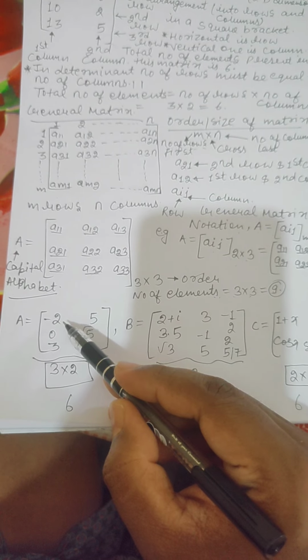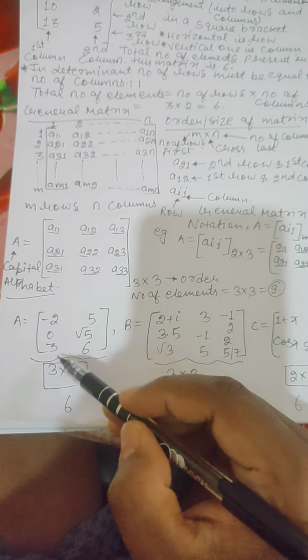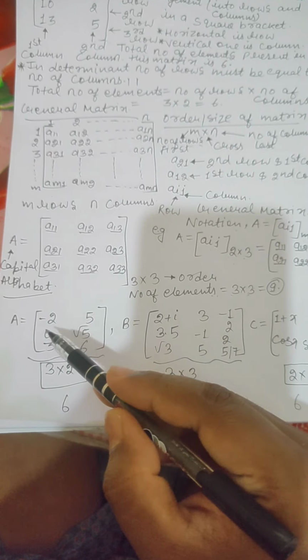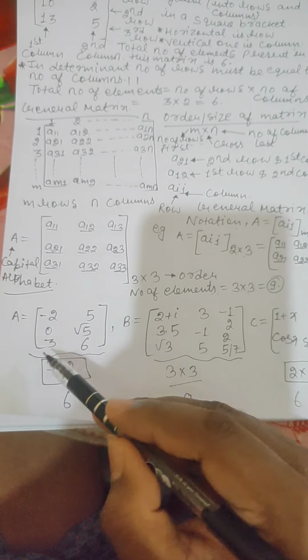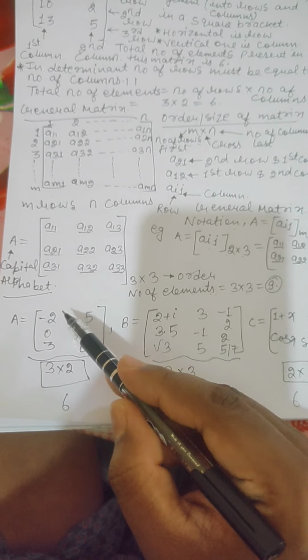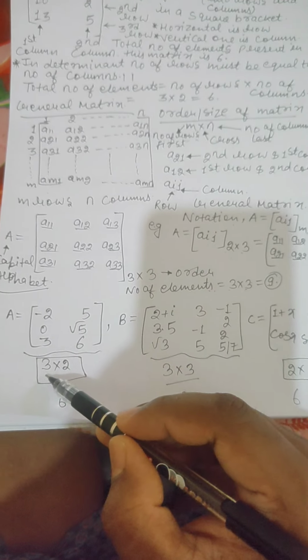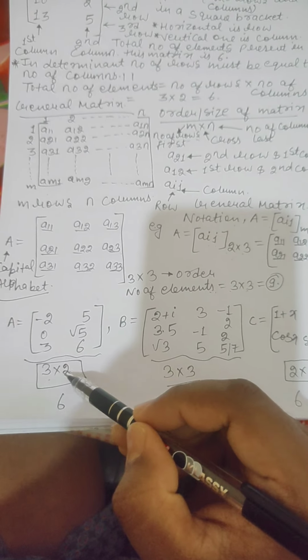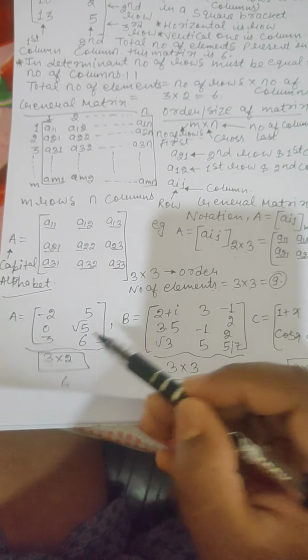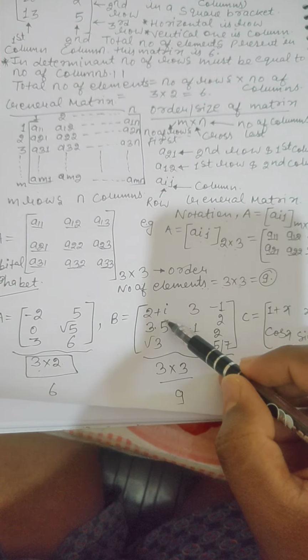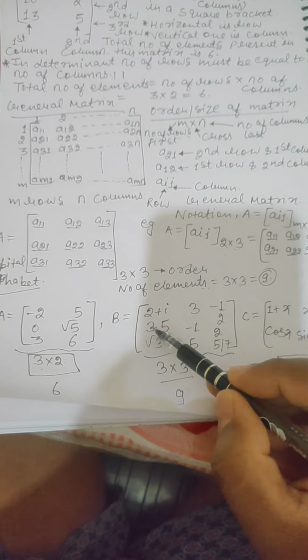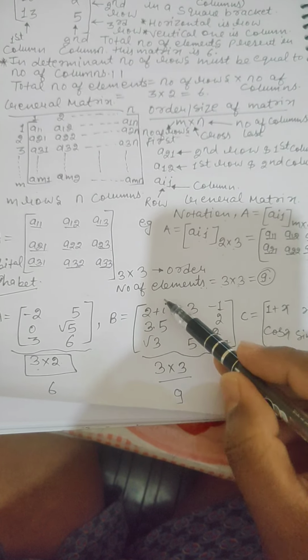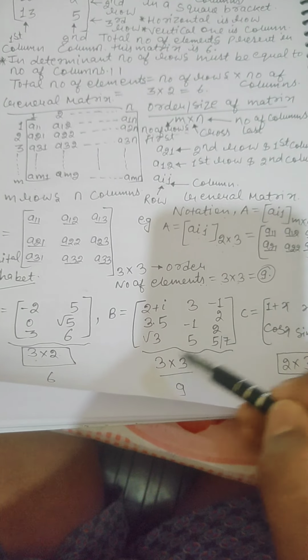So this one is the first row, this one is the first row, second row, third row, and first column, second column. So the number of rows is 3 and the number of columns is 2. This is the order of the matrix, 3 cross 2. And in these problems also, this is the first row, second row, third row, first column, second column, third column.